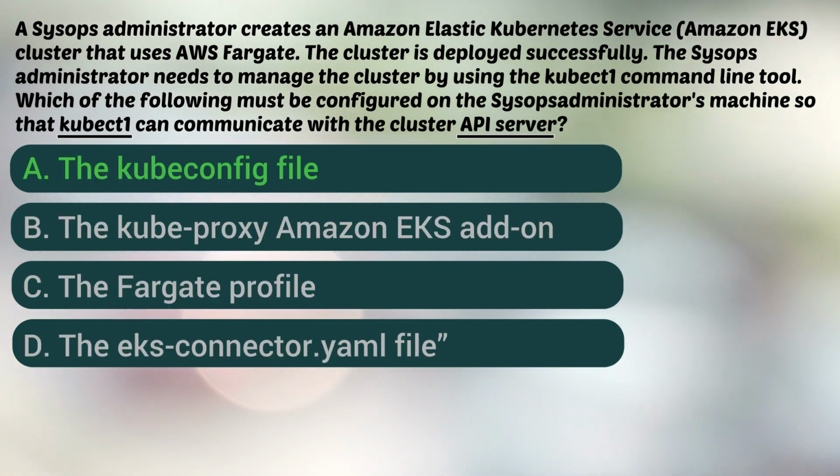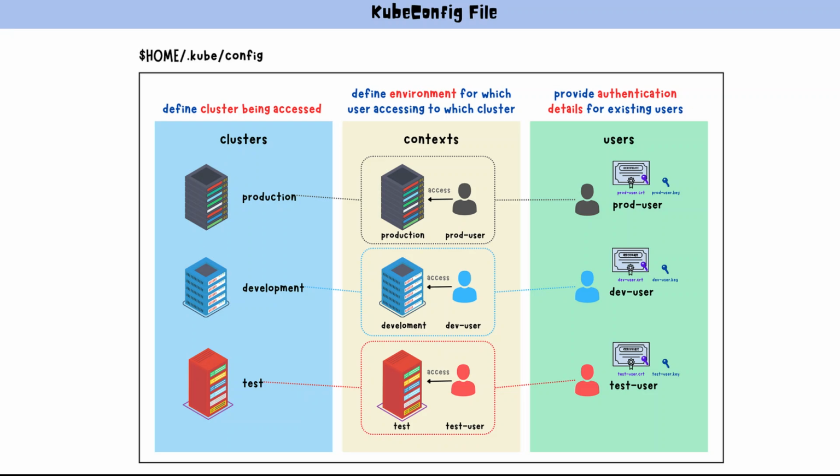The correct answer is A, the kubeconfig file. Kubectl uses the kubeconfig file to store authentication and endpoint information for the Kubernetes API. This file tells your machine where the cluster is and how to connect to it securely.